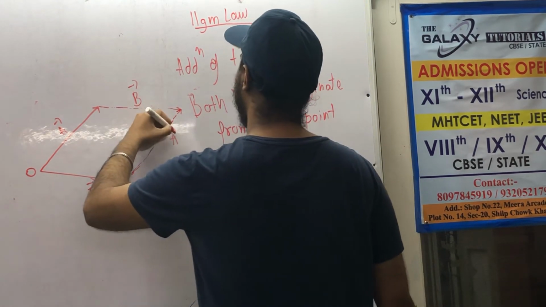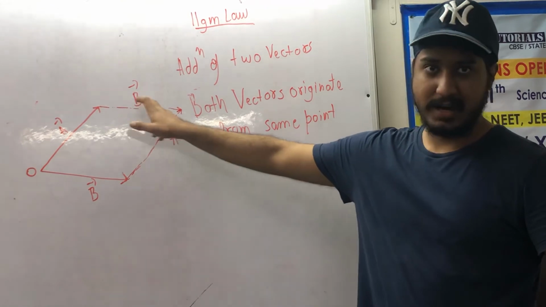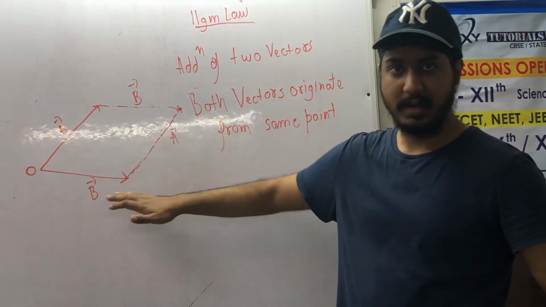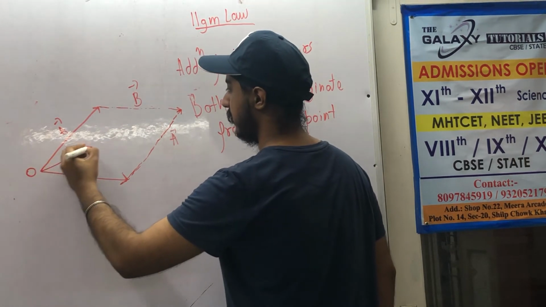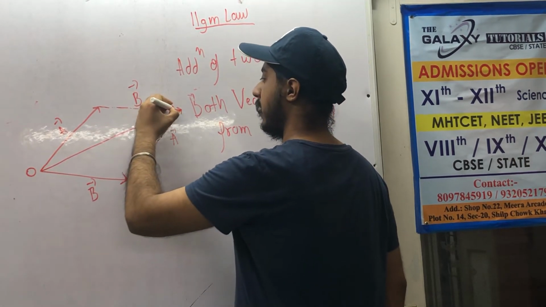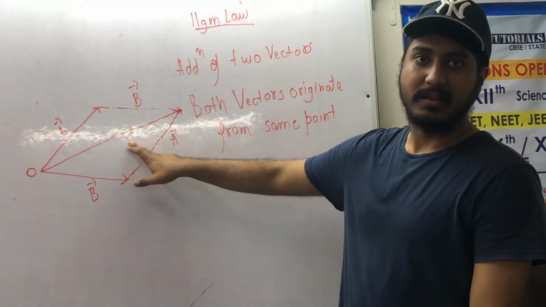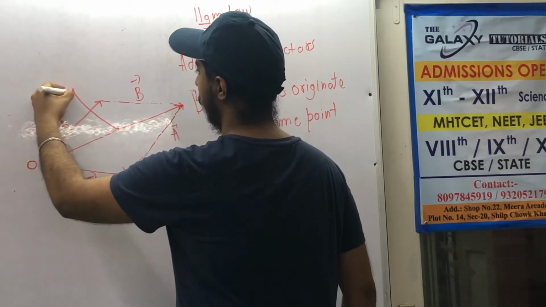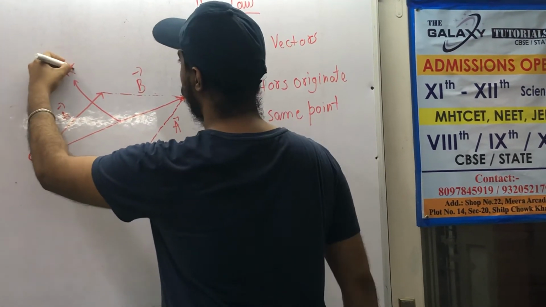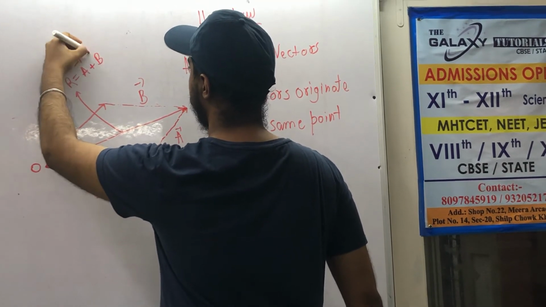So what does the parallelogram law say? You will form these imaginary two sides that are equal to B and A, and then you will make the diagonal. Okay, so what does this diagonal indicate? This diagonal indicates the resultant, that will be equal to A plus B.